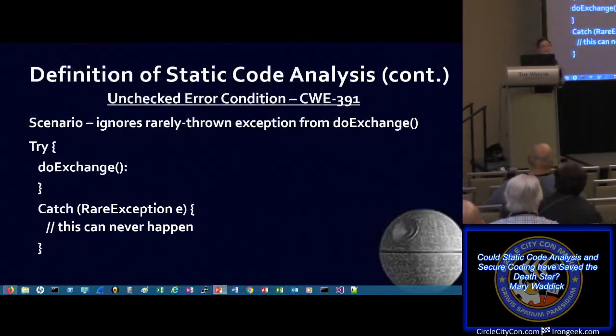This is an unchecked error condition. This one, it goes into this try do exchange. It says this catch is never going to do anything because it's going to try do, but it's never going to catch this. It's always going to go in here, do exchange. It's never going to catch this. Always going to do the try, but never going to do the exchange.